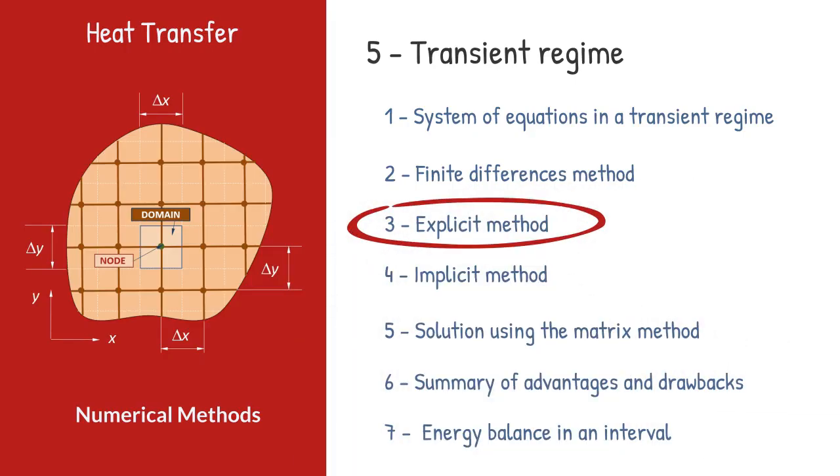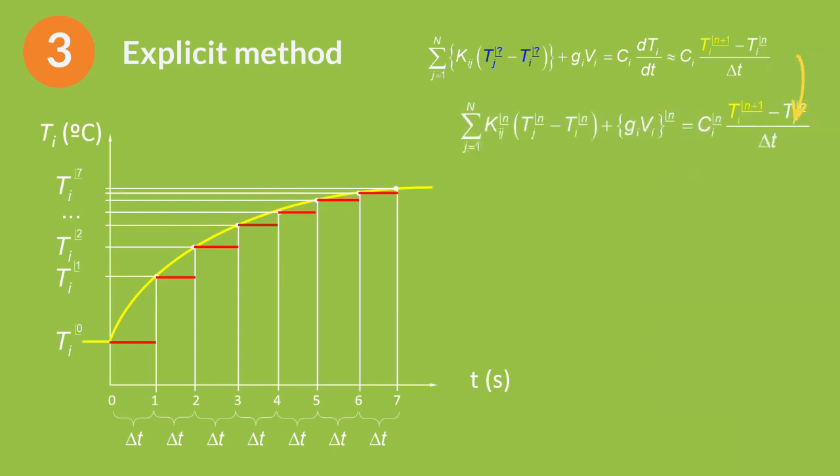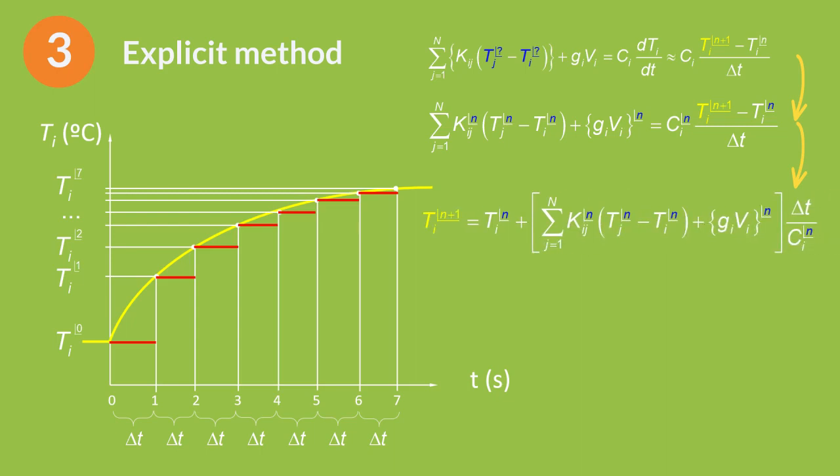The explicit method. Applying the explicit method is equivalent to approximating the continuous function by a step function, assuming that in the interval between instant n and instant n plus 1, temperatures remain at the value they had at time n. This is the step function marked in red color. The energy conservation at point I can be calculated making the energy balance with neighboring nodes at instant n. Notice that if conductances, internal heat generation, and heat capacity change over time, in the explicit method their values at instant n are used. We can find the expression of the unknown temperature at instant n plus 1.